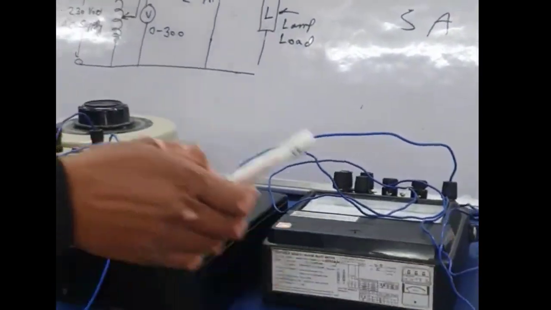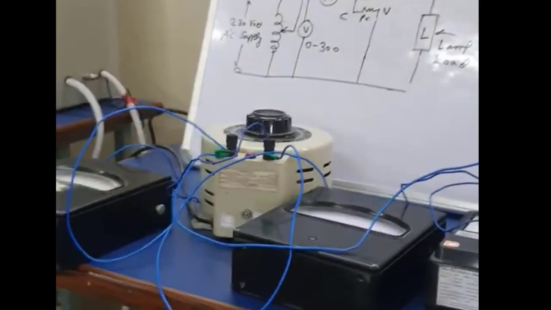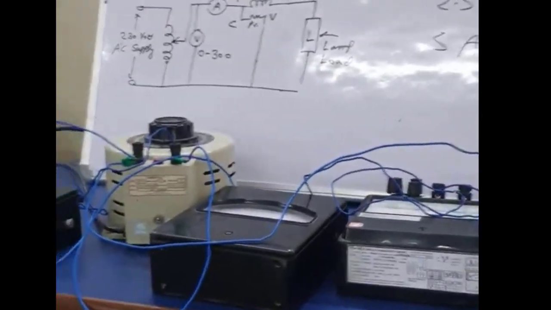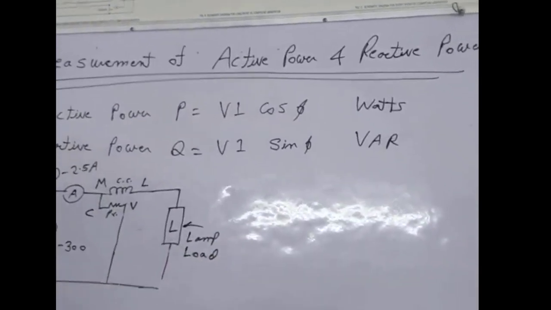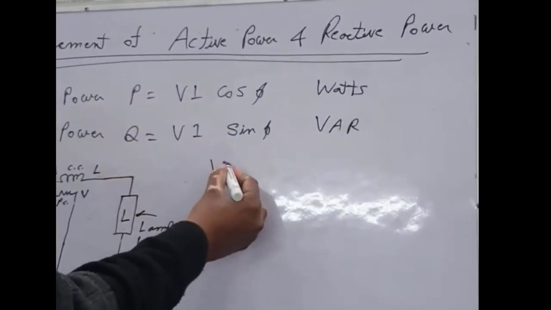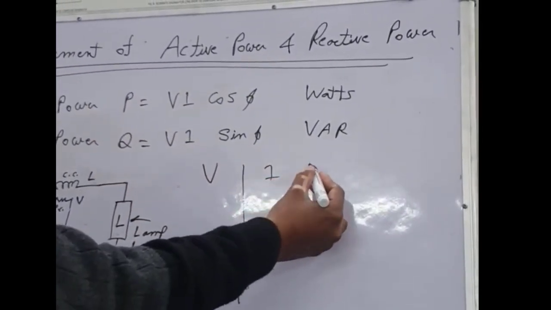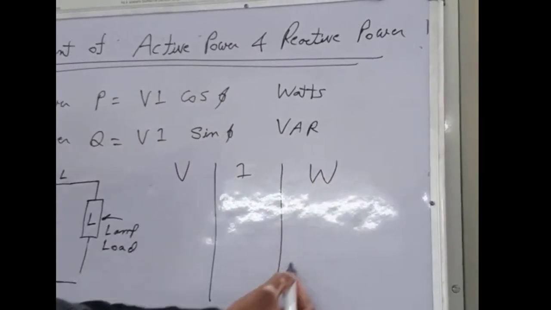Now for taking the observations, make the observation table with voltmeter, ammeter readings and wattmeter readings.